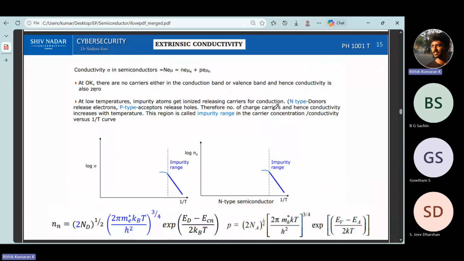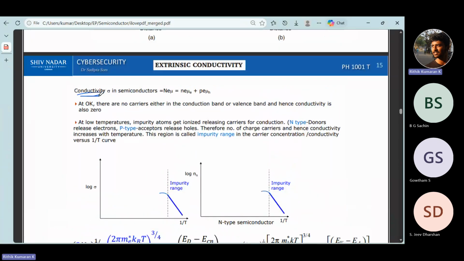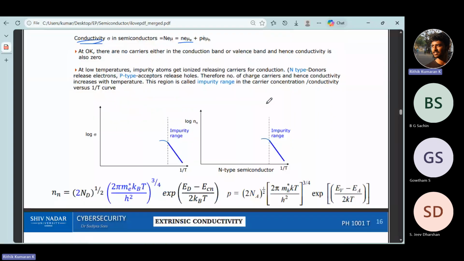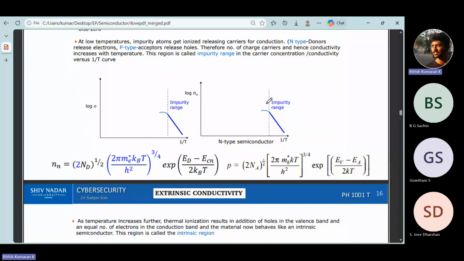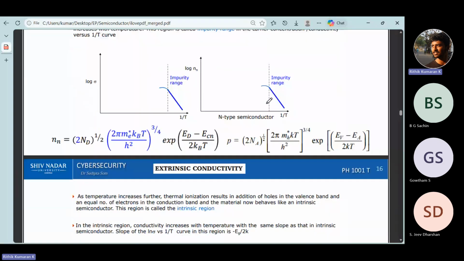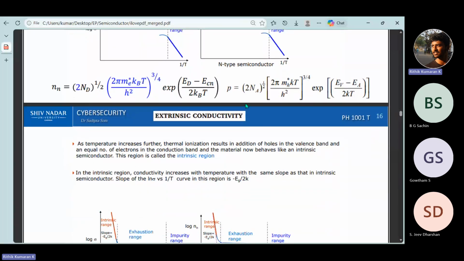Next, conductivity we already talked about. It is n mu, and you can take the e common out, so n and p remain there. Pretty much the same as intrinsic, and you follow the same steps.